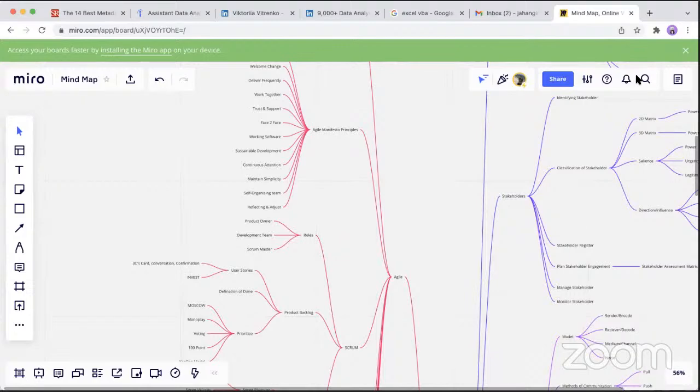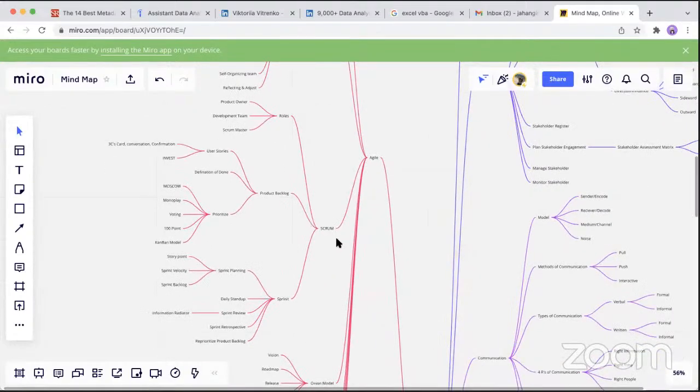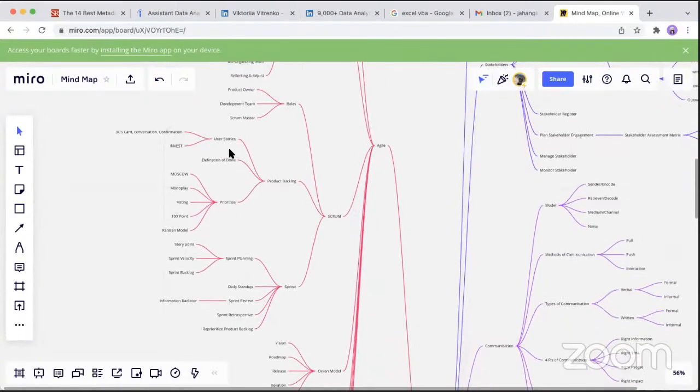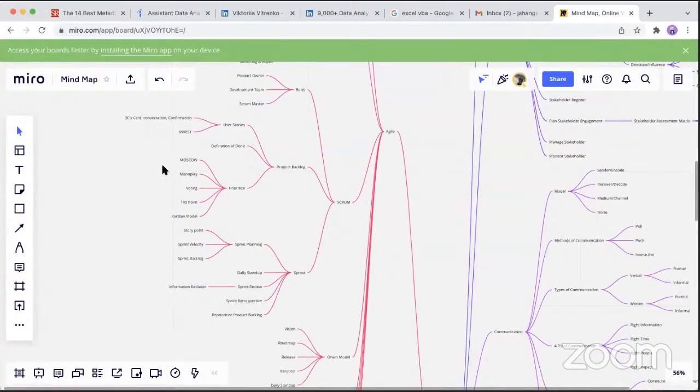Maybe with that, we'll move to the agile roles. We have the product owner, the development team, and the scrum master. While managing scrum, there are a couple of things to remember. First, we start with the product backlog, which is created by the product owner and the customer. The product backlog is nothing but the requirements. It has user stories, and every user story has a definition of done, meaning the acceptance criteria, and the prioritization of the user stories is done. For prioritization, we follow a couple of techniques: MoSCoW, Monopoly, voting, 100 points, and Kanban methods.